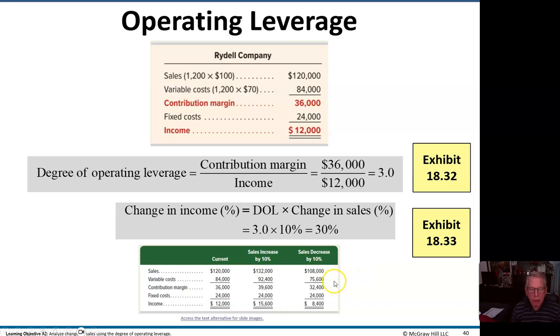So if we decrease by 10%, the same thing holds true. It's going to go down by 30%. So 30% again will be $3,600. It will take us down to $8,400. A little tricky when you're first learning this, but I think you'll see how this is very helpful in some situations.